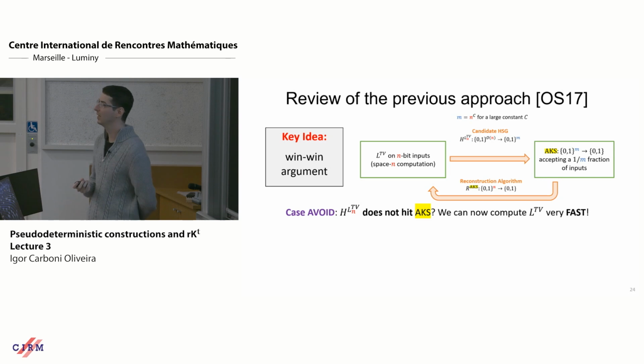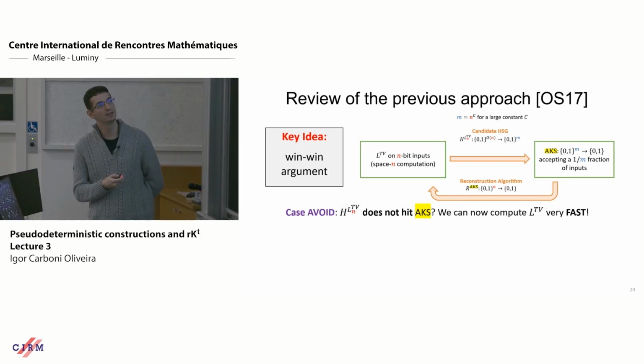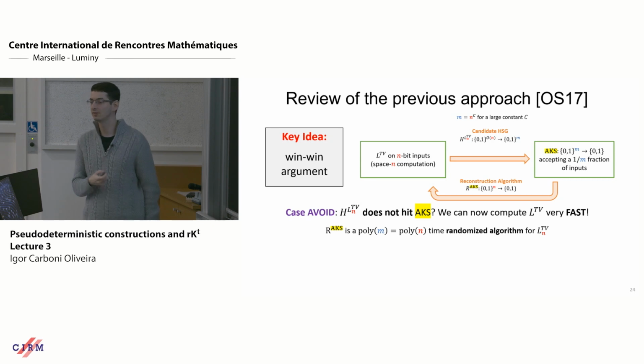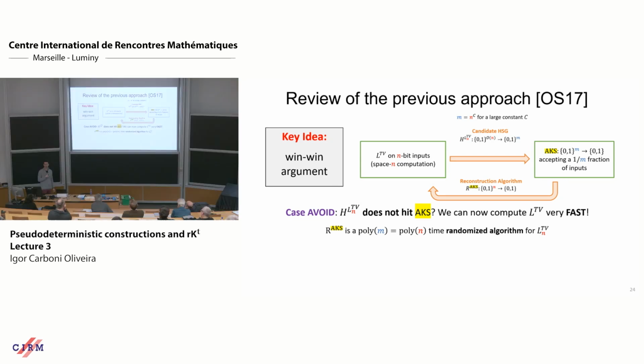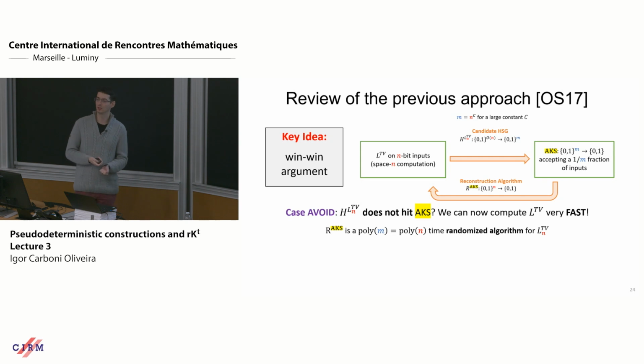Okay, now the second case is when we are unlucky, and this is not a good generator. Therefore, this hitting set does not hit the AKS test. But thanks to the reconstruction procedure, now we can compute the hard LTV language in polynomial in m time, which turns out to be just polynomial in n, due to our choice of parameters. Okay, so we have this polynomial time algorithm for a p-space complete language, and now we're going to use it to find the prime.